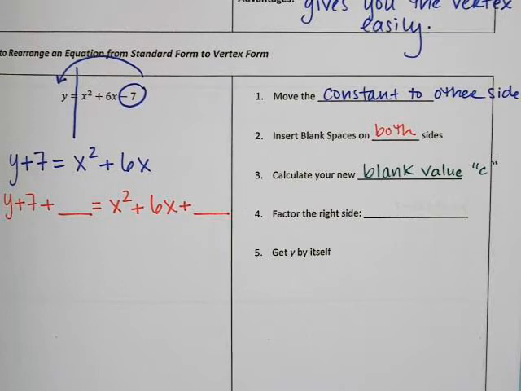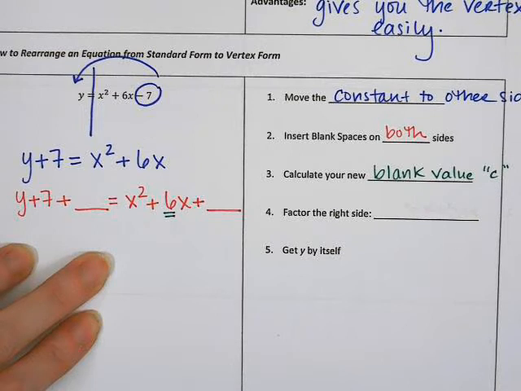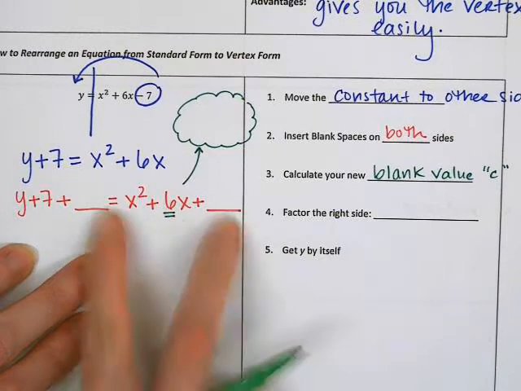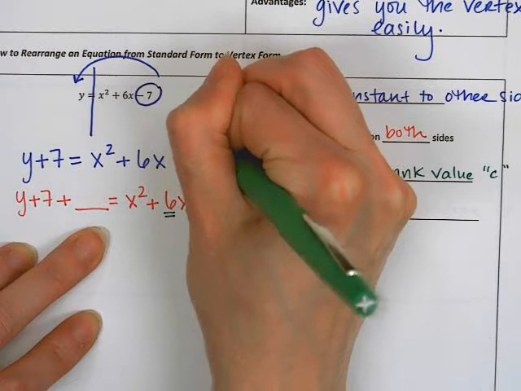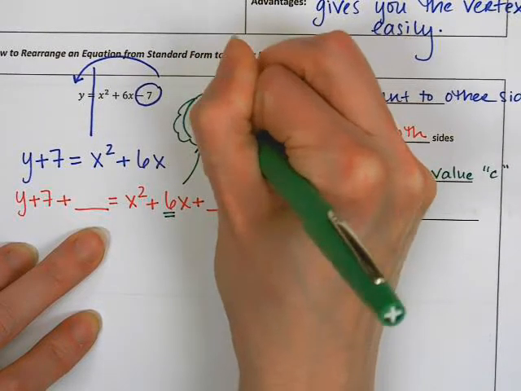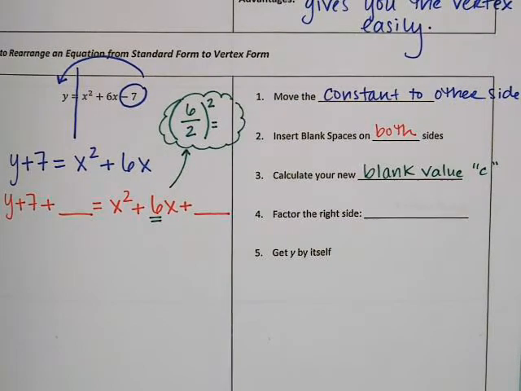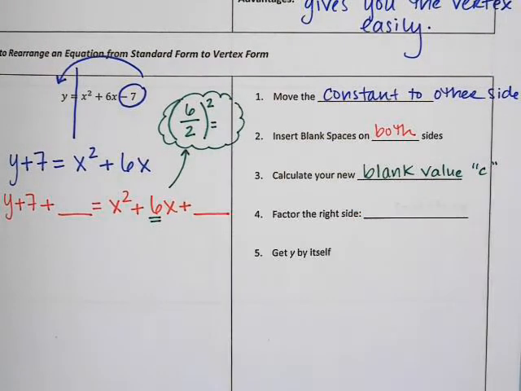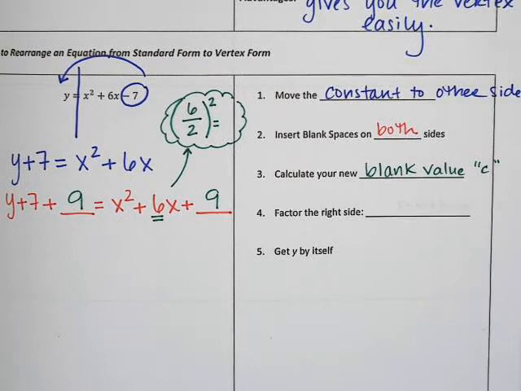Now, to find c, here's what you have to do. Take your b value, the number in front of x. You have to divide it by 2 and then square that result. That's what you have to do to find c. So what is 6 divided by 2, and then square it? 6 divided by 2 is 3. 3 squared is 9. So 9 is what goes in both blanks.